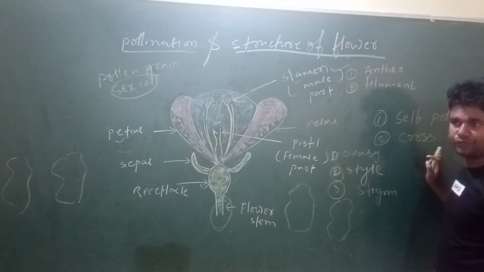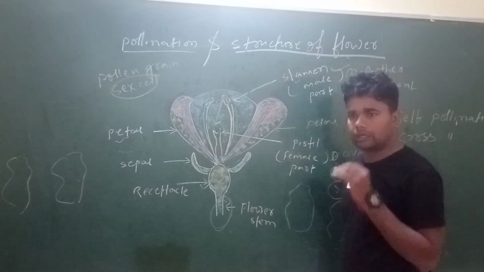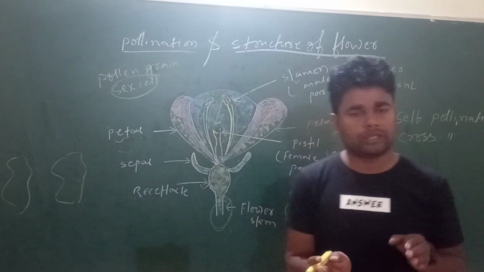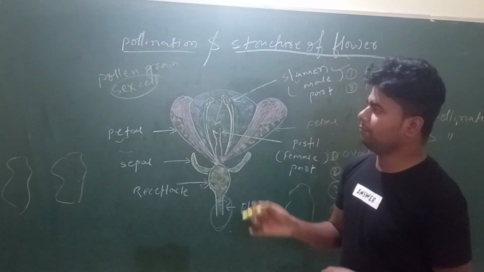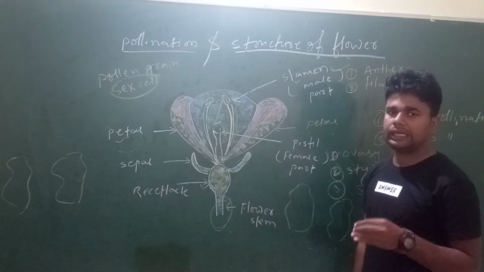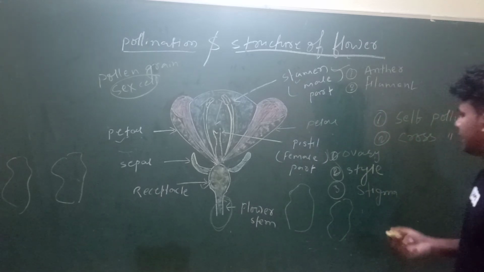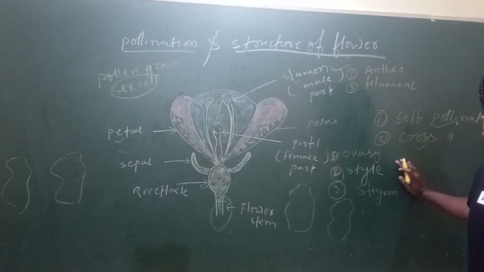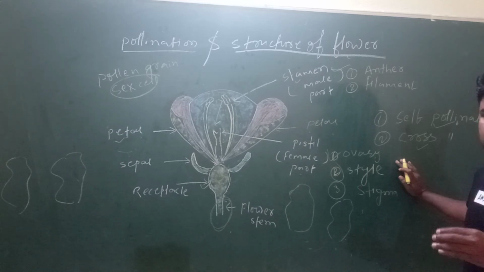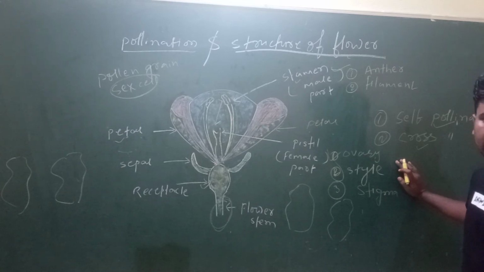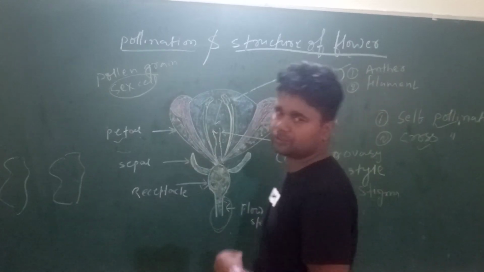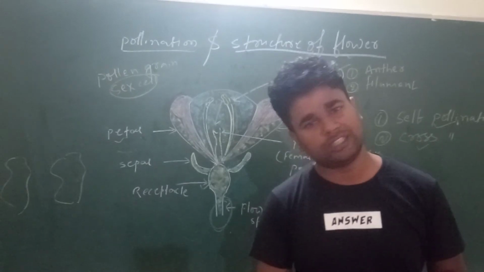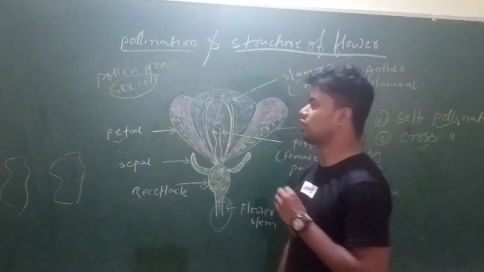So we can write the definition of self-pollination: when the pollen grains of the anther go to the stigma of the same plant, it is known as self-pollination. And when the pollen grains of the flower go to a flower of a different plant, it is known as cross-pollination. So this is a small bit of knowledge about pollination and the structure of the flower.